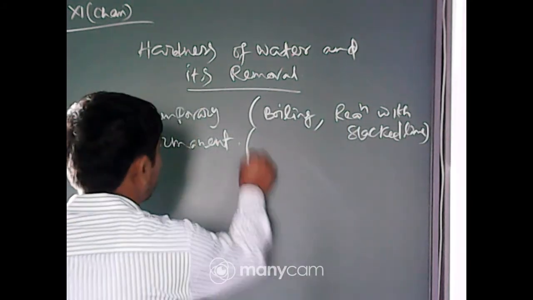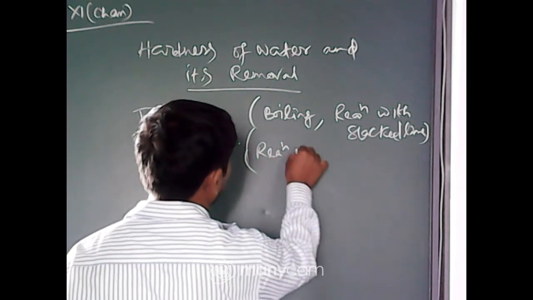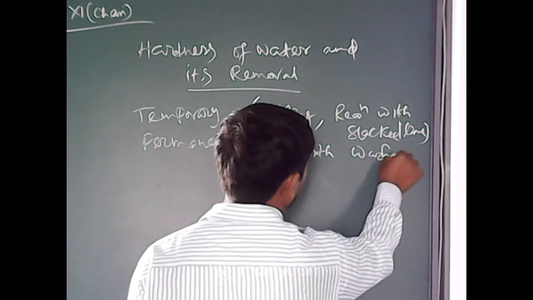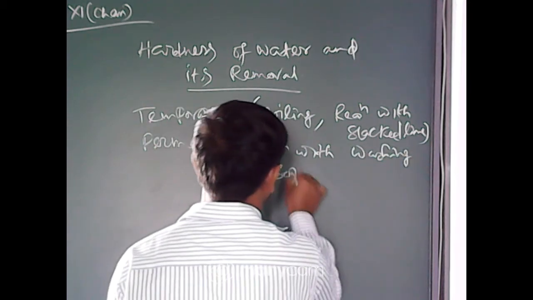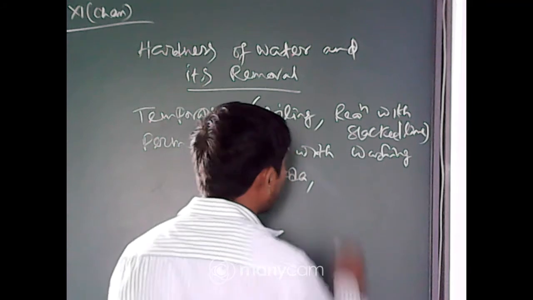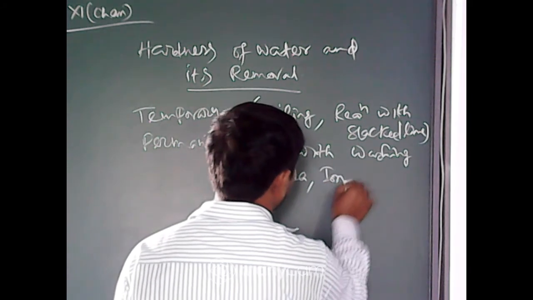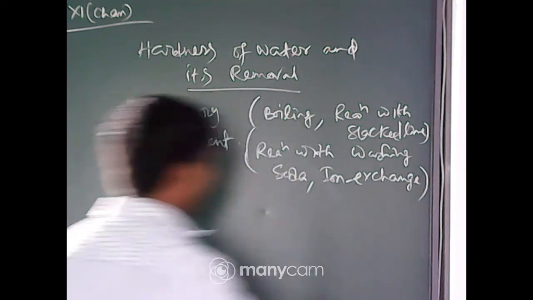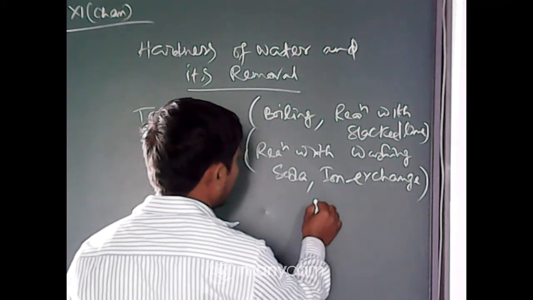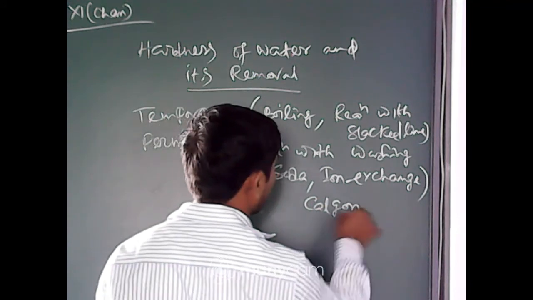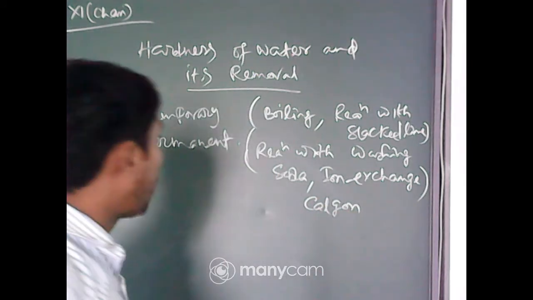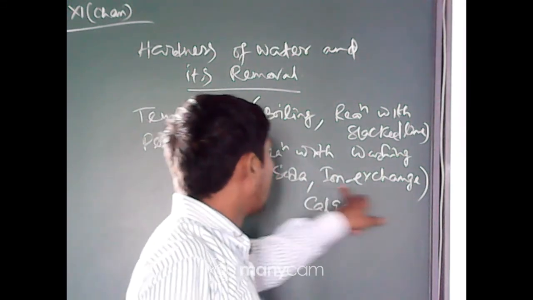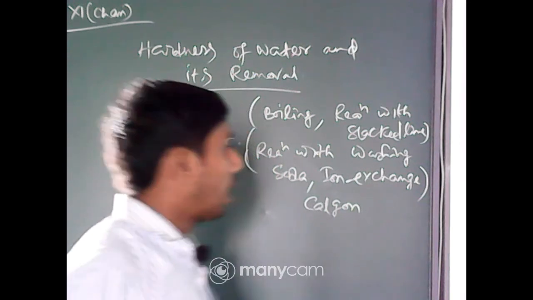For permanent hardness, the methods are: reaction with washing soda; the second method, the ion exchange method; and one more method, that is calgon. So for the removal of permanent hardness there are three methods. One is reaction with washing soda, then the ion exchange method, and then the calgon method.